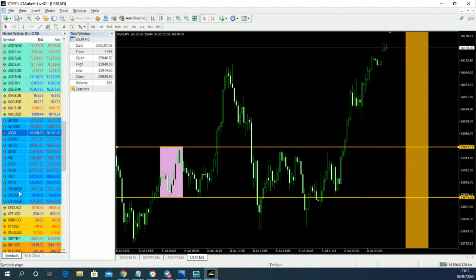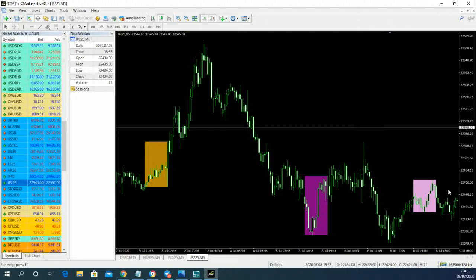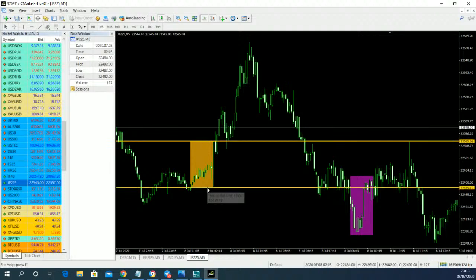Let's see JP225. Okay. Similar stuff. Let's try the Asian box for this one. Okay. For the Asian box, you can see here is a breakout. So here you make probably TP1. You might not get up to TP2, but you might be lucky to get up to TP2.